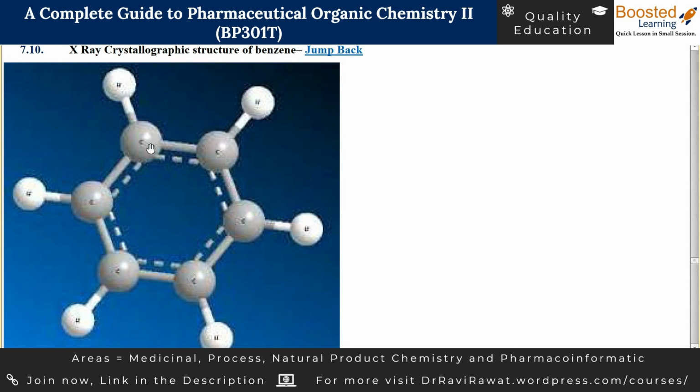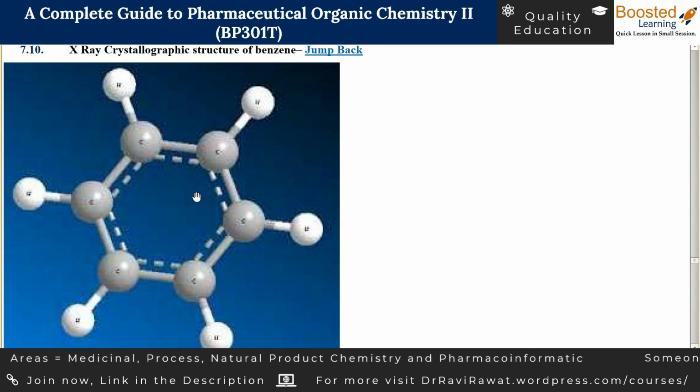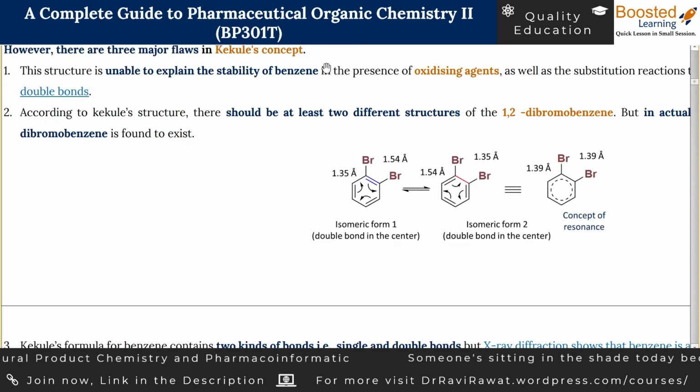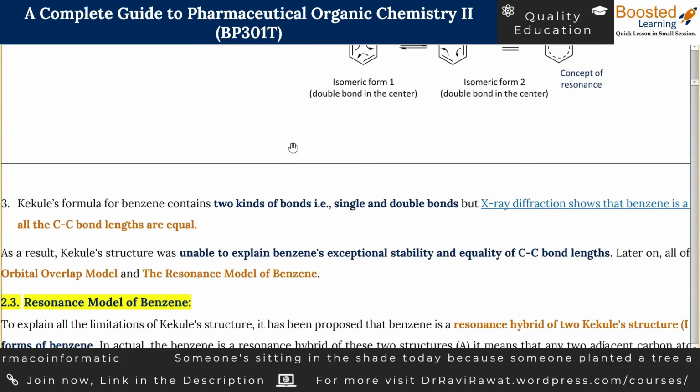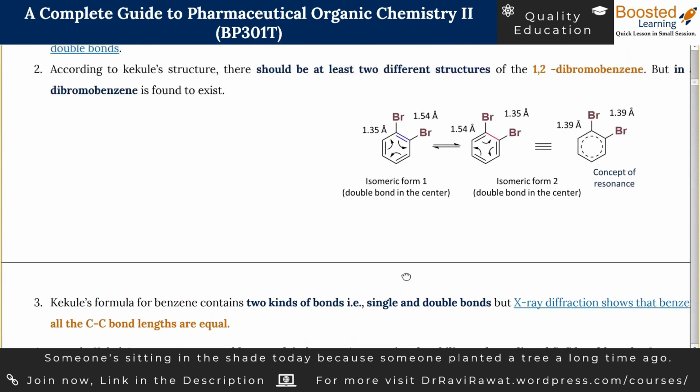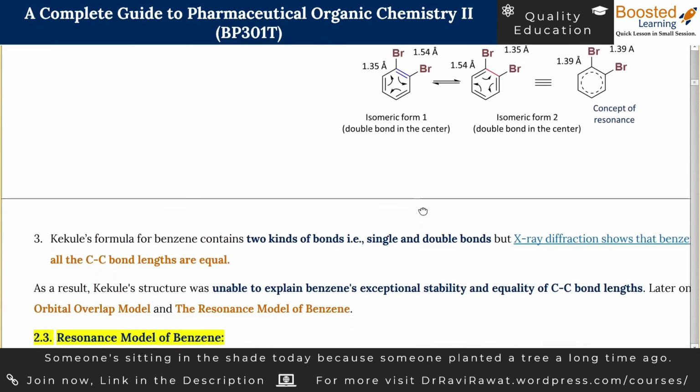It means there is no bond like this particular bond is double bond, this bond is double bond, this bond is also double bond. There is nothing like this. All the bonds are equal in length, and the length of these bonds is in between of single and double bond. So this statement was also wrong, that there are alternative single and double bonds in benzene. So these 3 were the drawbacks in Kekule's model.